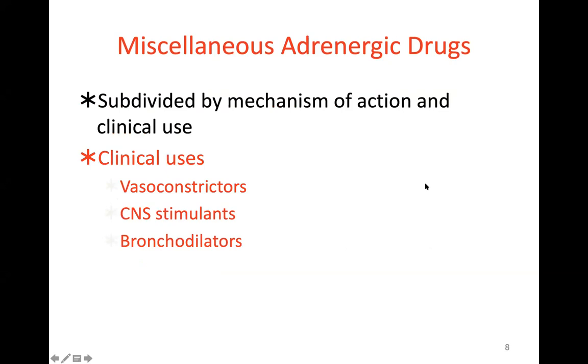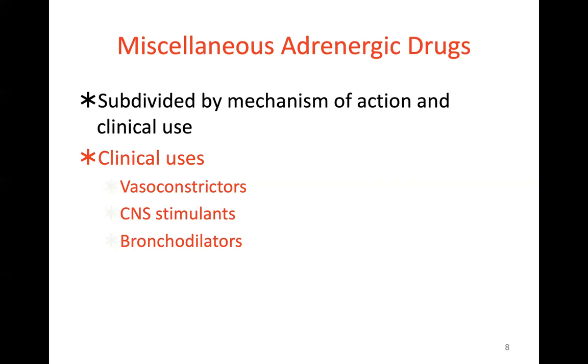So those drugs, epi, norepi, isoproterenol, and so forth, we see used more in an emergency situation. So let's talk about a group which I've categorized as miscellaneous adrenergic drugs. These drugs usually are subdivided by their mechanism of action and clinical use, and all of them have some sympathomimetic activity. Remember, we're going to talk about the blockers probably next time we meet, when we talk about cardiovascular drugs, like the alpha blockers and the beta blockers.